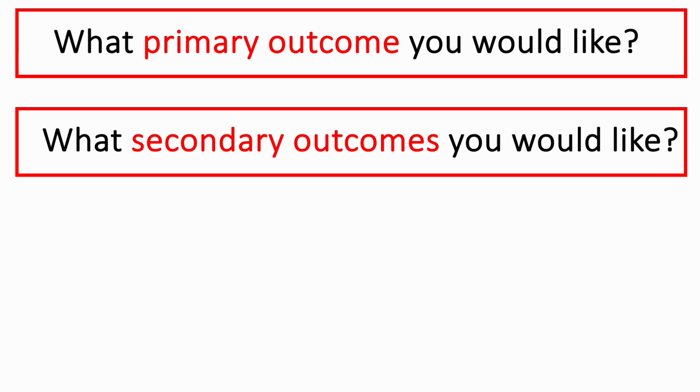Next, discuss the primary outcome and the secondary outcome mentioned in the journal. Ask the audience whether they think that the primary outcome is appropriate, whether they have any other suggestions, maybe for a better primary outcome from their perspective, and also the same for the secondary outcomes.